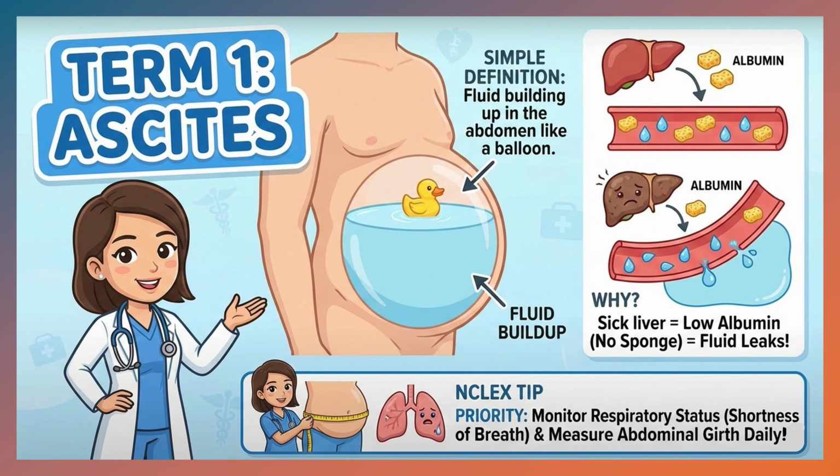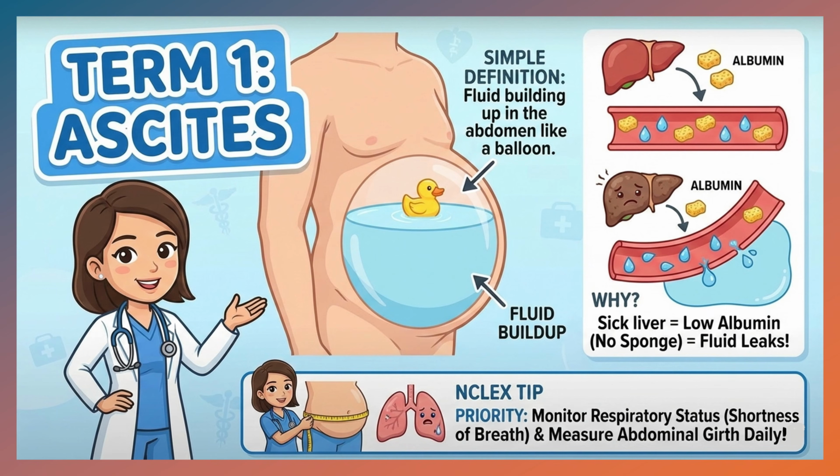Term 1. Ascites. The simple definition: this is just a fancy word for fluid building up in the abdomen, making it swell up like a balloon. Why does this happen? Your liver has an essential job of making a protein called albumin. Think of albumin like a sponge inside your blood vessels. It holds onto fluid and keeps it from leaking out.